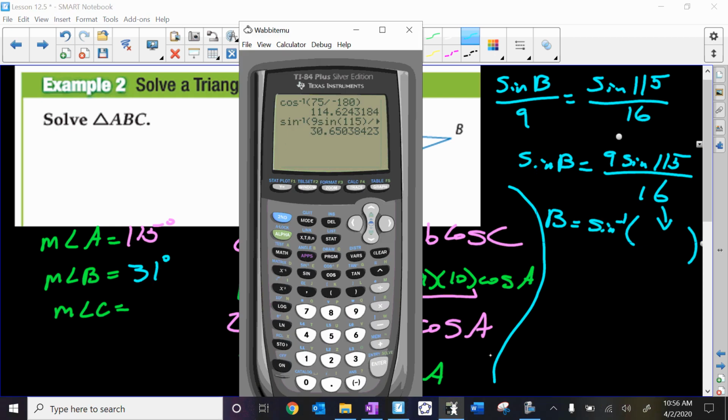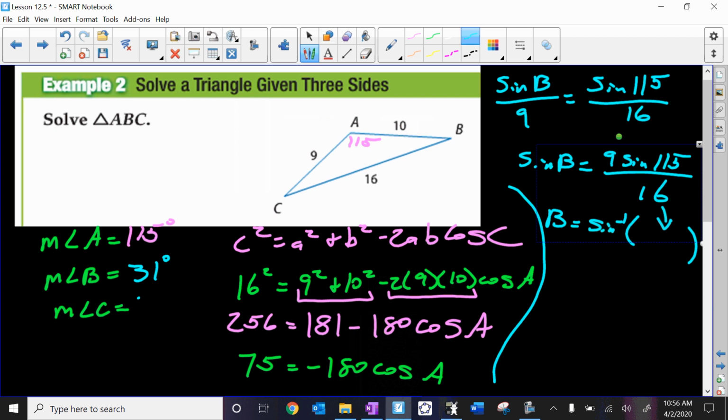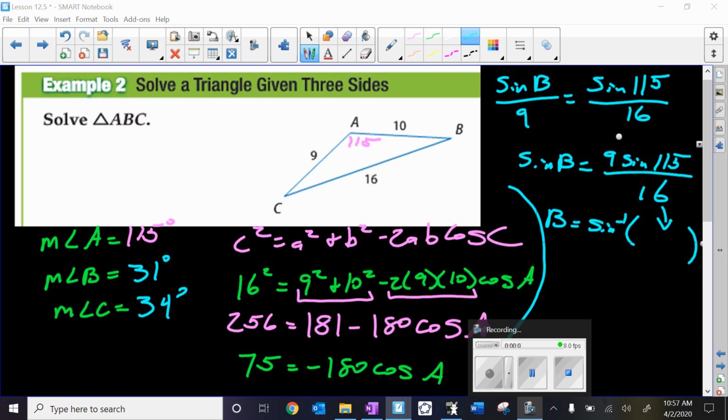Once you have two angle measures, you should be able to subtract both of them from 180. 180 minus 115 minus 31 gets us another angle measure of approximately 34 degrees, which is the last one that we need.